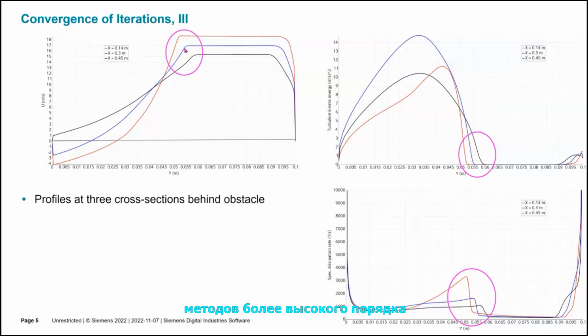High-order methods create overshoots or undershoots when the profile exhibits sudden changes, for example at the marked location, and these often lead to convergence problems.